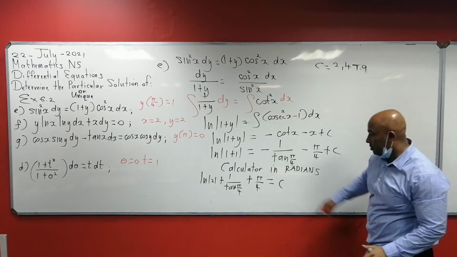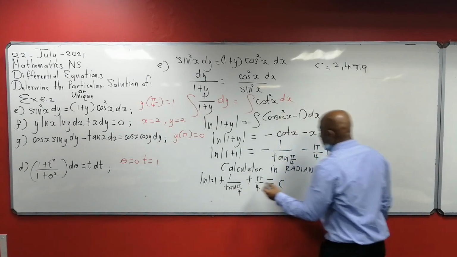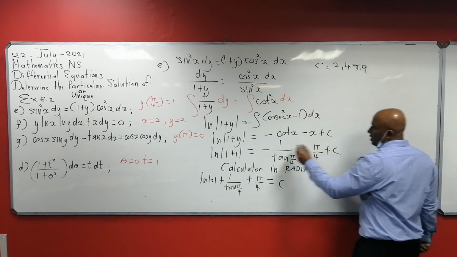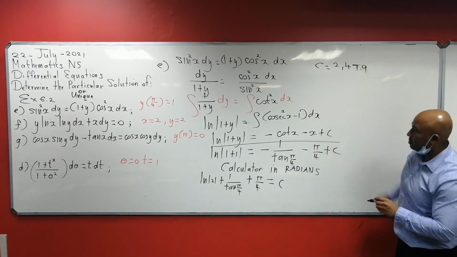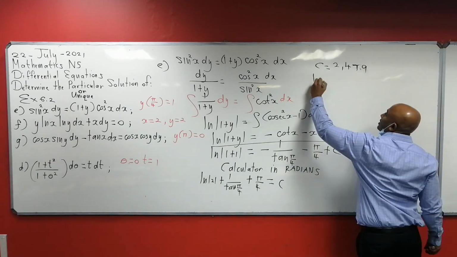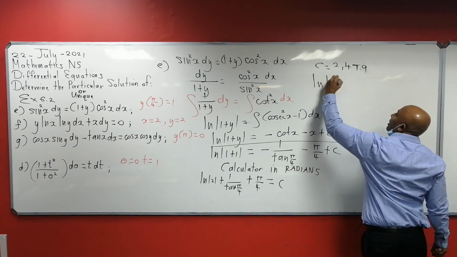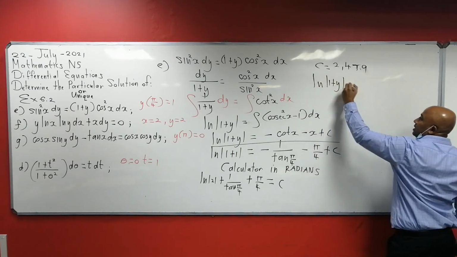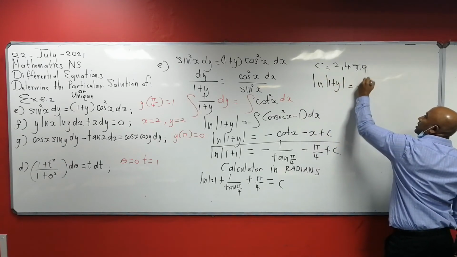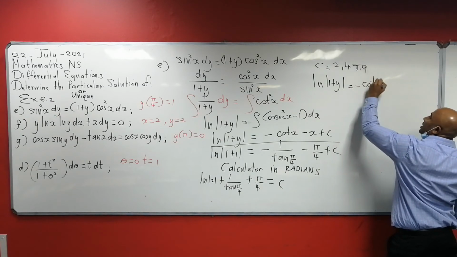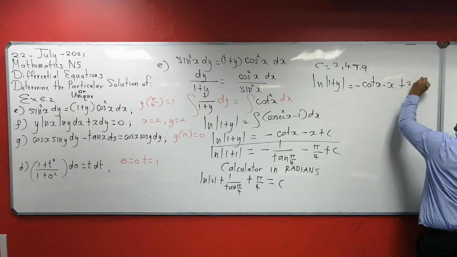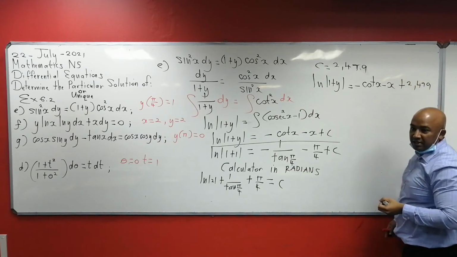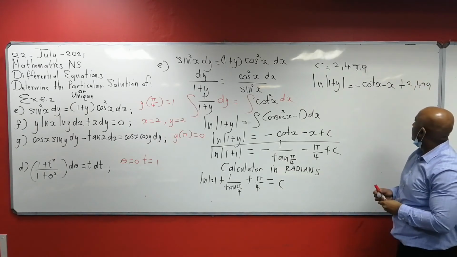Now let's substitute back. Remember, where is my general solution? This was the general solution. So you will take this value and substitute it there. So that's going to be ln 1 plus y is equal to minus cot x minus x plus 2.479. Everyone gets the same answer there? Yes, sir. The calculator here.